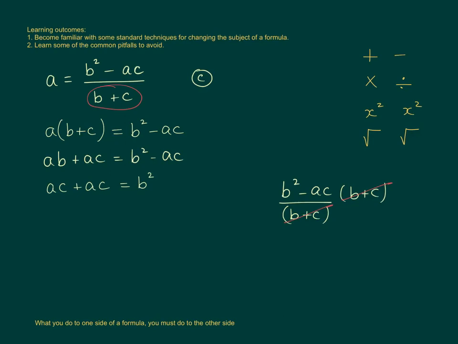Now we've added AC to both sides, so this AC has now disappeared, but also remember we're subtracting AB from both sides, so we have a minus AB on that side. Now on the left you'll see that AC plus AC is 2AC equals B squared minus AB, and on the left hand side now what you have is 2A multiplied by C. You want to get rid of the 2A, so you divide both sides by 2A, leaving you with C equals B squared minus AB over 2A.